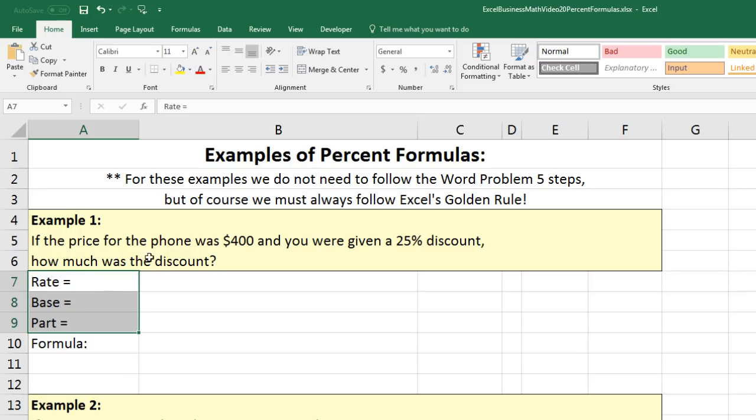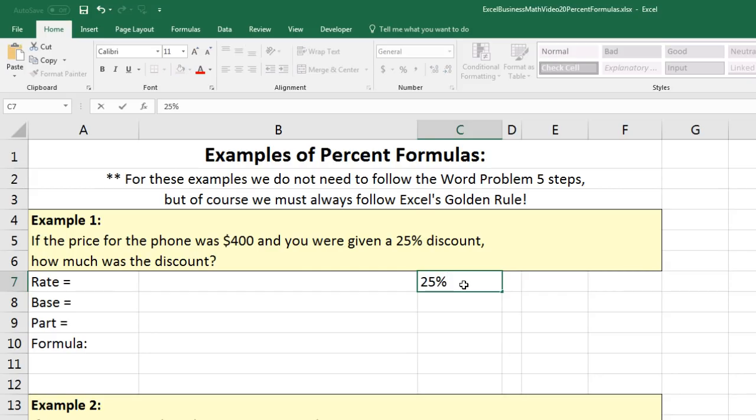But now we just have to figure out which of the 2 numbers we're given. If the price of the phone was $400 and we're given a discount, well, that one's an easy one. I know the rate, 25%. Now watch this. We learned a few different ways to enter percentages. I'm going to type 25 and a percentage symbol. When I use the percentage symbol as I'm typing, I'm telling Excel to format this as a percent. You can see that it's grayed out. Up in the number dropdown, it says general. But when I control enter, now it says percentage with 0 decimals because I didn't type any decimals in.